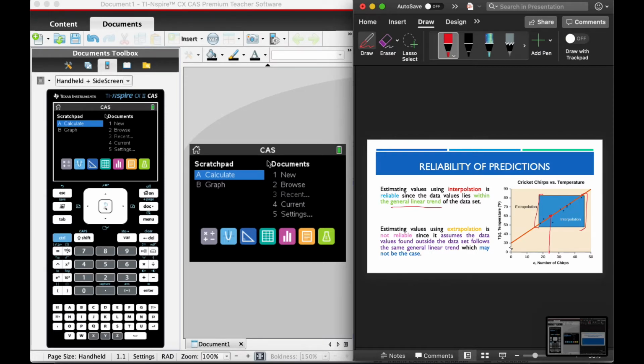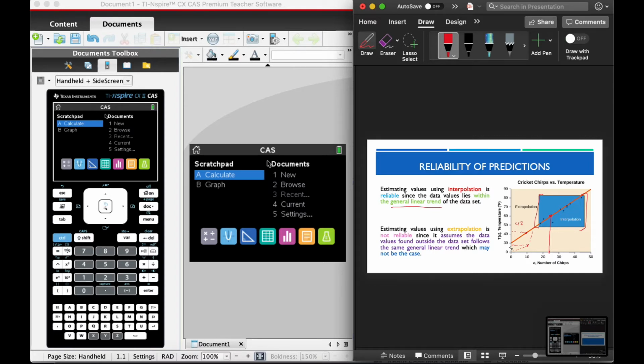However, in contrast, when you're estimating values using extrapolation, this is not a reliable method, as it assumes the data values found outside the data set follow the exact same linear trend. So let's just say, for instance, what is the temperature when the number of chirps is equal to 10, in this case here. Now, based on our graph, we assume that it would roughly be 42. However, that might not be accurate, because when it's outside the data set, it might not be linear at all. It might follow this particular dotted line instead, as opposed to the straight linear line. So if that was the case, and we were doing 10 over here, it should have been, let's say, 28 or so.